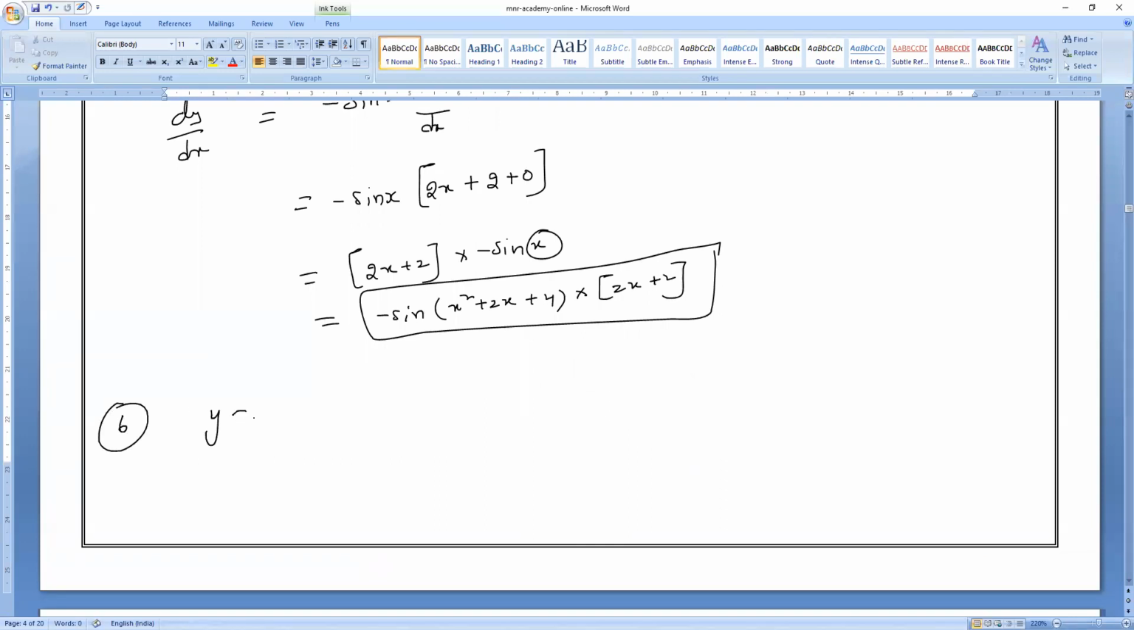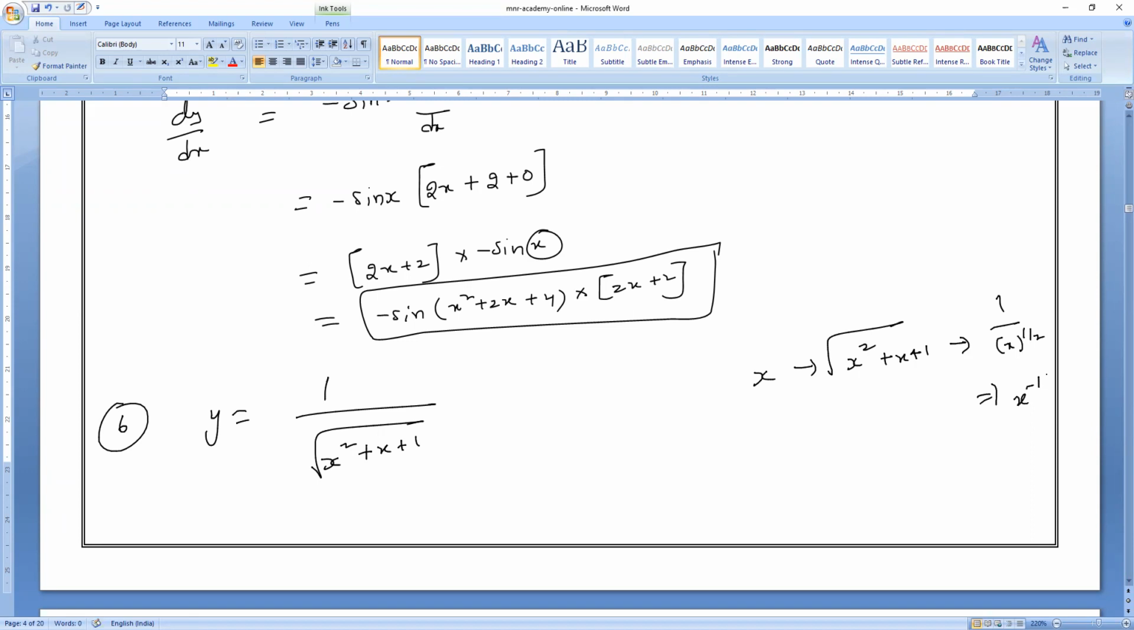Next. y is equal to 1 by root of x square plus x plus 1. Let me see who will say first. Let me consider the whole thing as x, which is root of x square plus x plus 1. We all know 1 by x power 1 by 2 can be written as x power minus 1 by 2. Tell me, Laksha, what will happen? dy by dx, this whole term I will consider as x square plus x plus 1 whole power minus 1 by 2.